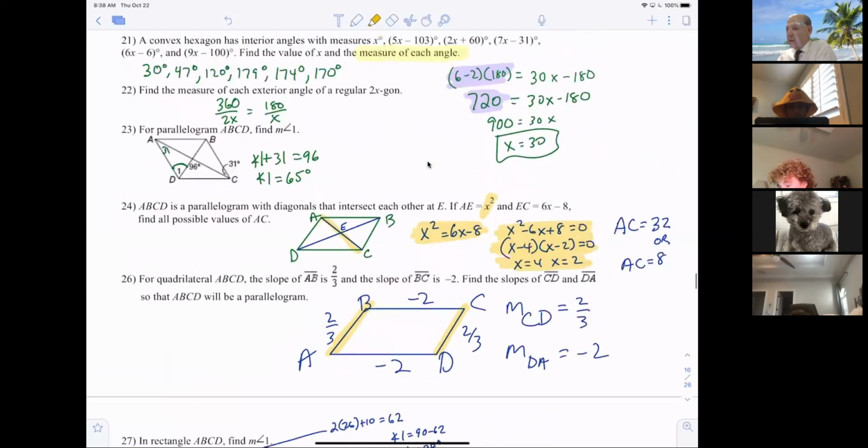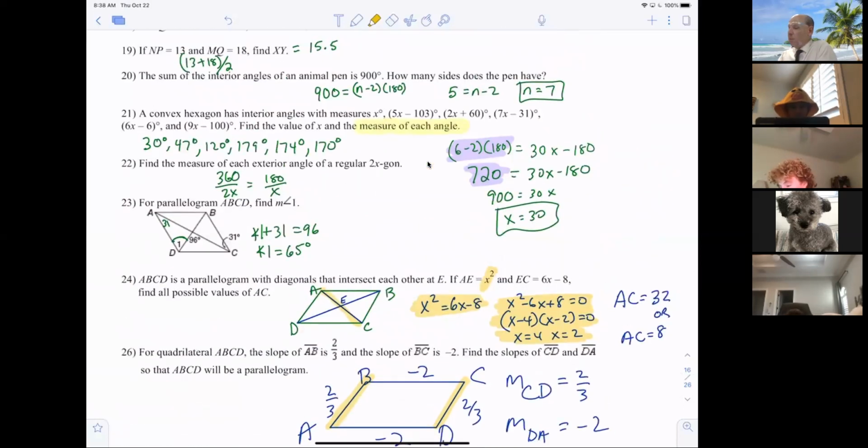What, Bo? 22. All right, let's look at 22 for a second. Find the measure. How do I find the exterior angle? How do you find an exterior angle? Come on, 360 divided by the number of sides is the exterior angle. You have to know that. So just 360 divided by 2x. You agree with that? Which is 180 over x. Correct?